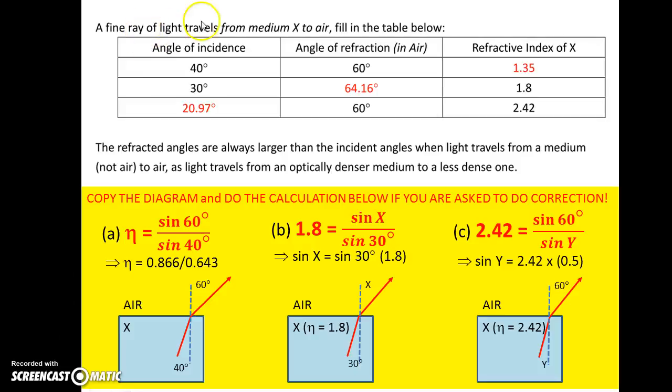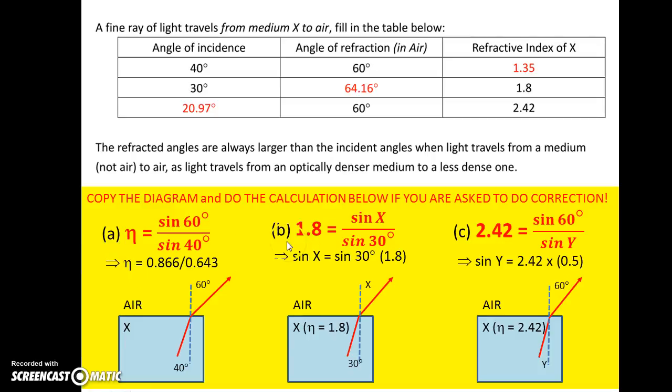In this question, the light ray travels from medium X to air, and in this way, the refracted angle is the bigger one. When you apply Snell's law, you should substitute the sine value of the bigger angle, in this case the refracted angle, as the numerator. And then the sine value of the incident angle, which is the smaller angle, you put as the denominator. And then you may find the correct value of the refractive index, eta.